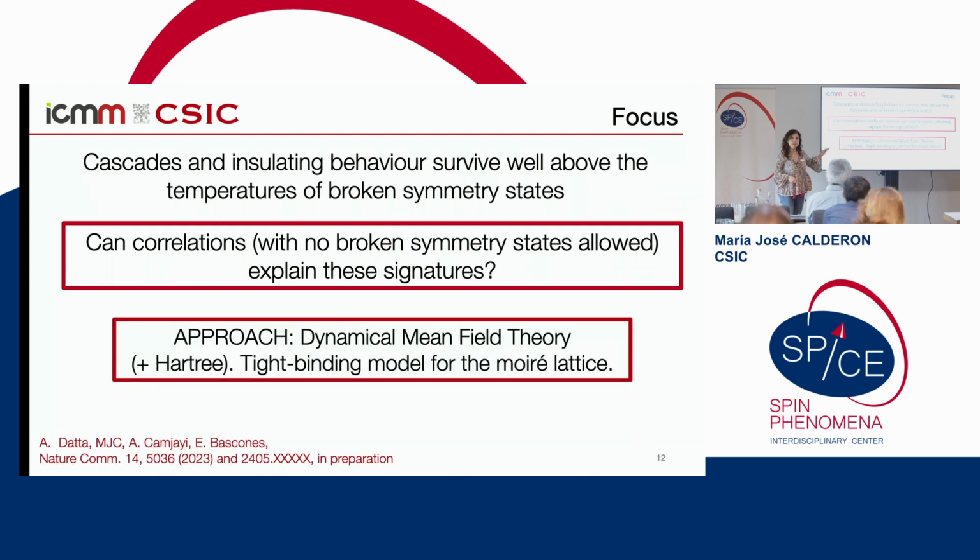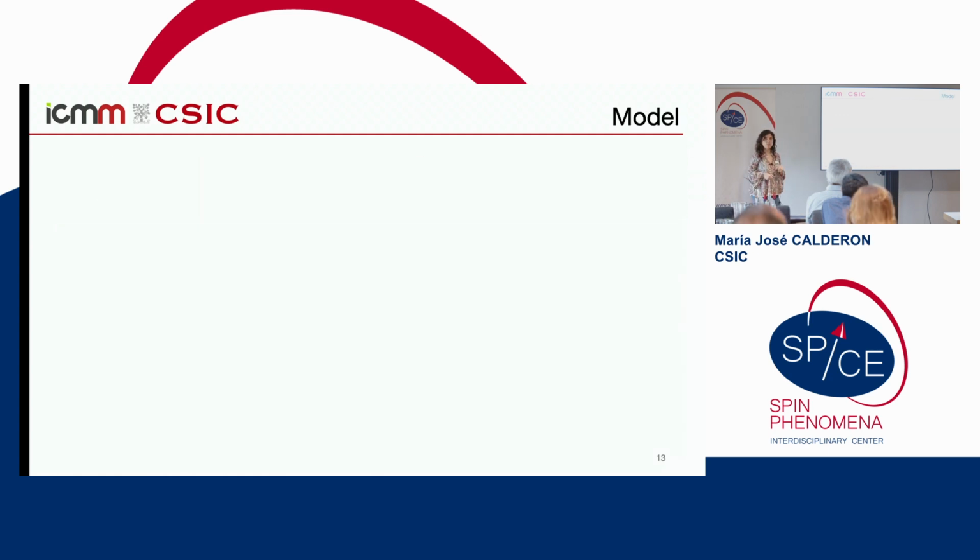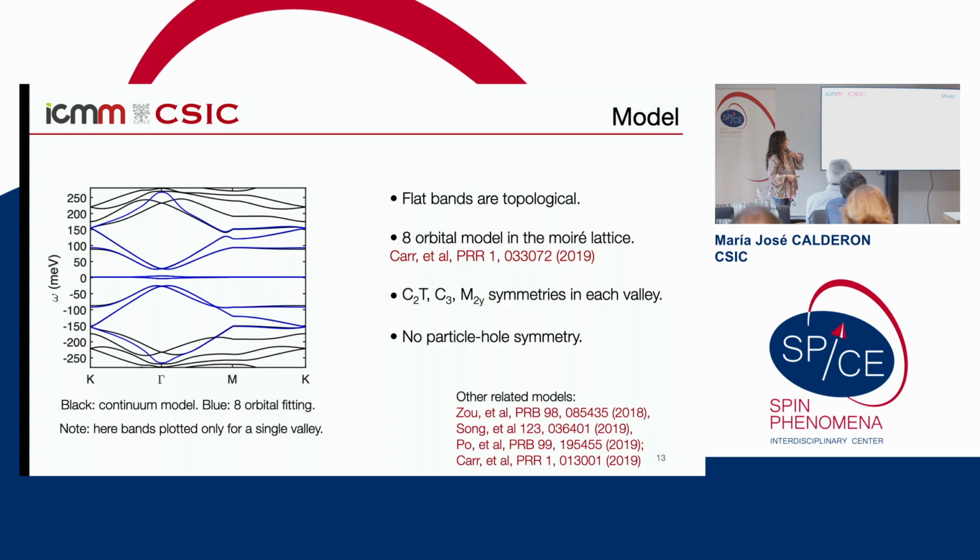So in order to do this, we use dynamical mean field theory plus Hartree combination. I will explain why. And for this, we need a proper tight binding model for the Moiré lattice. So let me introduce you first to the model. These are the bands. The black lines are coming from a continuum model, the Bistritzer-MacDonald model.